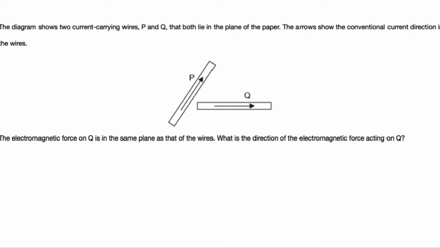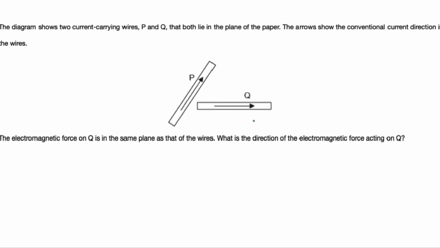The diagram shows two current carrying wires, P and Q, that both lie in the plane of the paper. The arrow shows the conventional current direction in the wires. The magnetic force on Q is in the same plane as that of the wires. What is the direction of the force acting on Q?